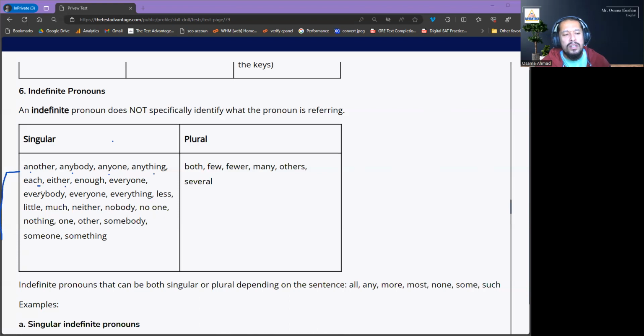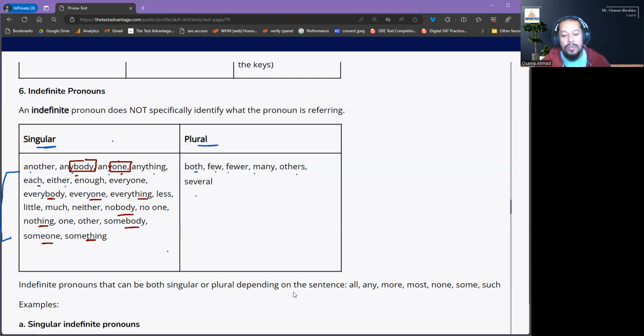All of these singular, right? Plural. Both, few, fewer, many, others, several. So remember these 2 points. Remember the singular ones, remember the plural ones. An easy way to تفتكروا the singular ones معظمهم عندهم body or one, right? Anybody, one, everybody, everyone, thing برضو, something, nothing, right? Someone, somebody, nobody. So these pronouns are singular.